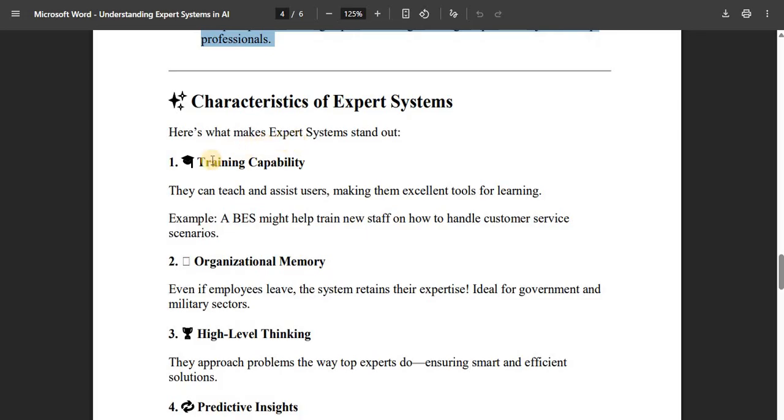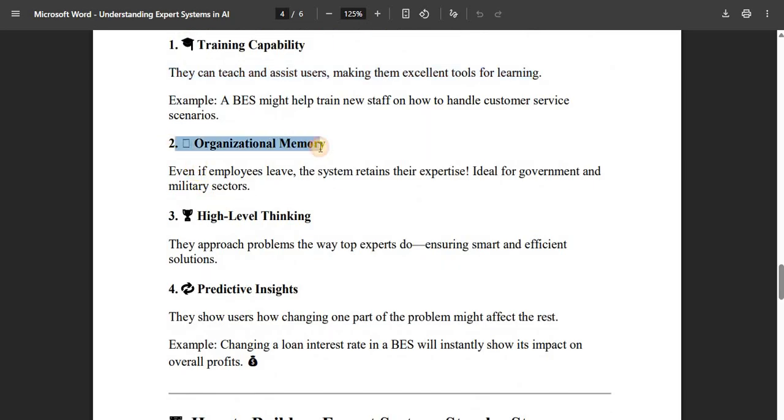Now characteristics of expert systems. The first one is training capability. They can teach and assist users, making them excellent tools for learning. Organizational memory. Even if employees leave, the system retains their expertise. Ideal for government and military sectors. Next is high level of thinking. A human expert can solve a very complex problem. Now when you are using an expert system, it can solve the same problem but in a very quick way. So it can do a high level of thinking.